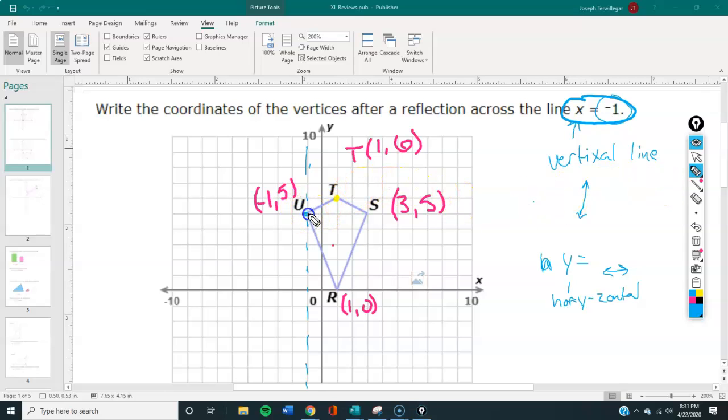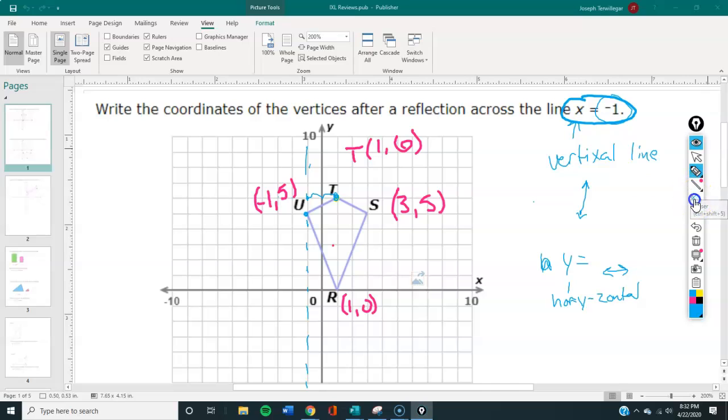So I'm going to reflect each of these over that line. Now remember, with a reflection, it's the same distance on both sides. So you just count to that line of reflection, then you count perpendicular the other way. So like T, I'm going to go over 1, 2. There's the line. So go over 1, 2 more.